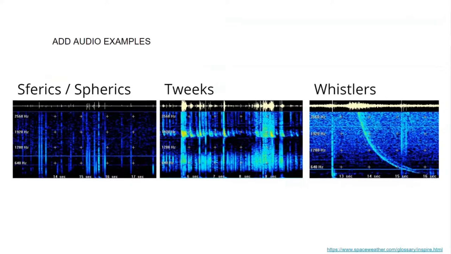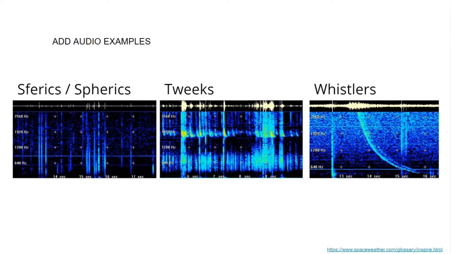I'll just talk about briefly, these are all three types of natural radio signals that are created by lightning. So the most common one is the spheric, short for atmospheric. And these are lightning that have been created within maybe a few thousand kilometers of your antenna or your detector. And these are just little clicks and pops. It kind of sounds like static, but a little bit more, it's almost like a Geiger counter, if you're familiar with that sound.